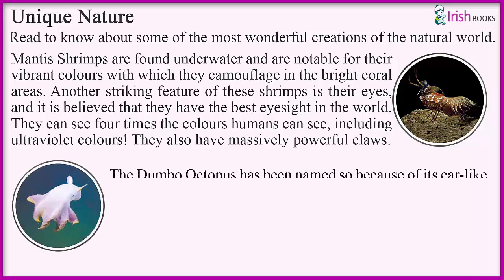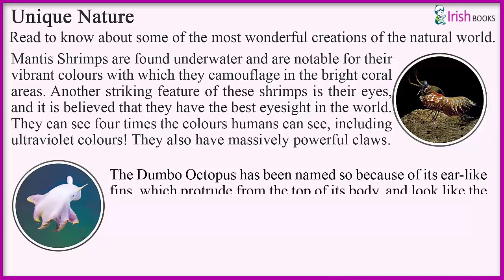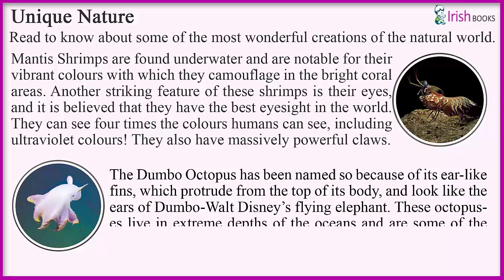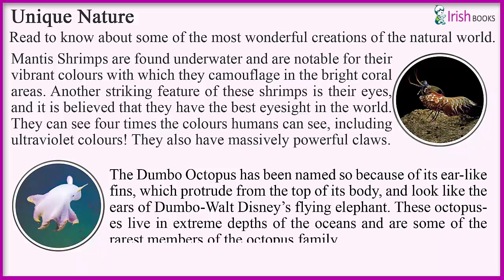The Dumbo Octopus has been named so because of its ear-like fins, which protrude from the top of its body and look like the ears of Dumbo, Walt Disney's flying elephant. These octopuses live in extreme depths of the oceans and are some of the rarest members of the octopus family.